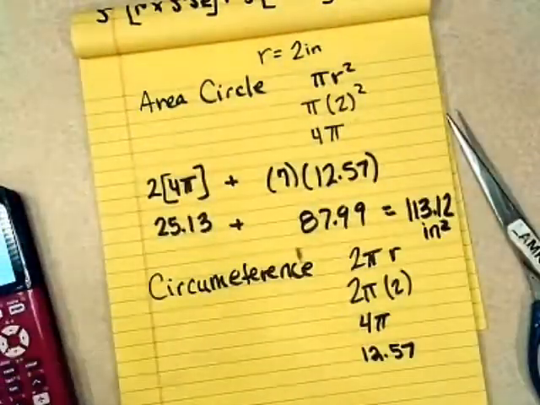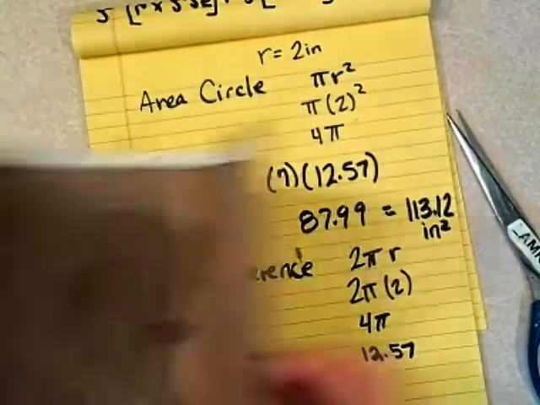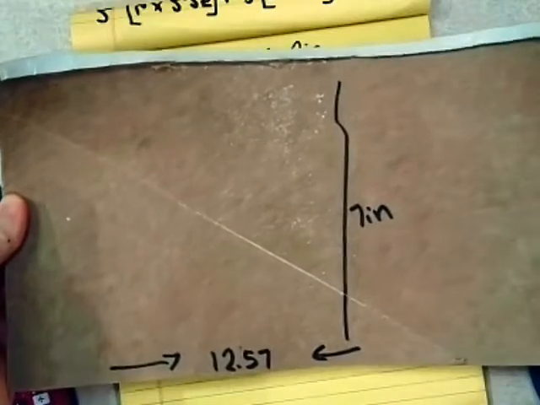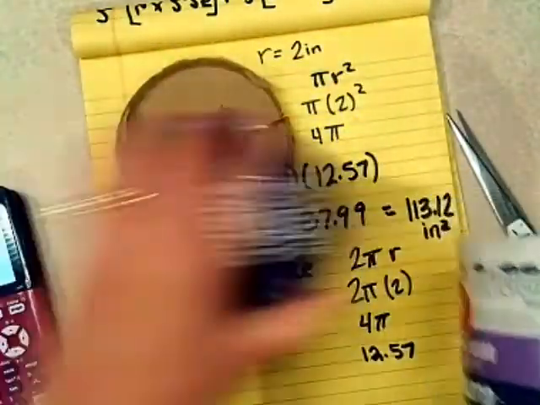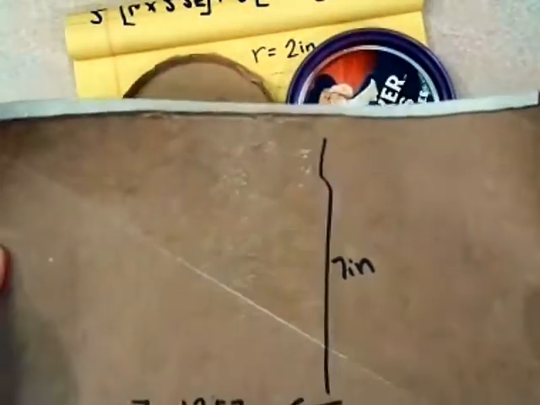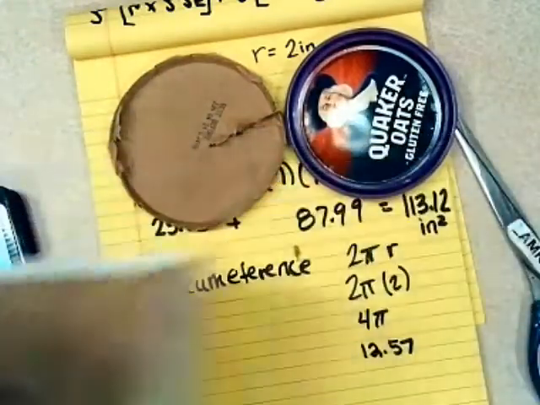Okay, so that's how you find the surface area of a rectangular prism and of a cylinder. I know the cylinder is a little more complicated, but remember, all you're really dealing with are two circles and a rectangle. Okay, two circles and a rectangle.